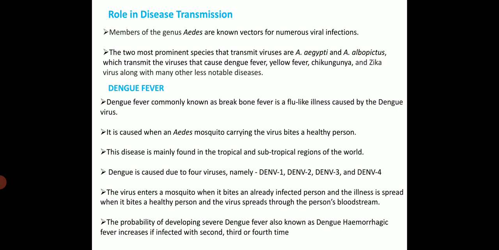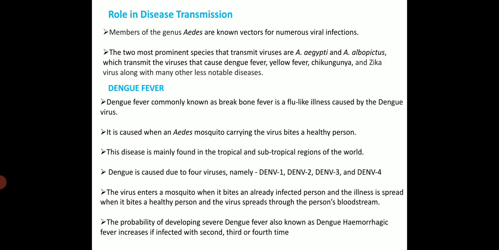Coming to the role in disease transmission, members of the genus Aedes are known as insect vectors for numerous viral infections. The two most prominent species that transmit the viruses are Aedes aegypti and Aedes albopictus, which transmit the viruses that cause dengue fever, yellow fever, chikungunya and Zika virus, along with many other less notable diseases.